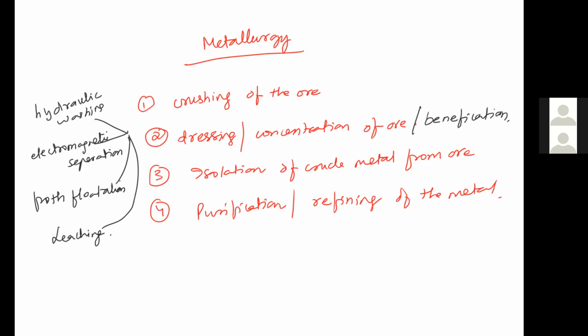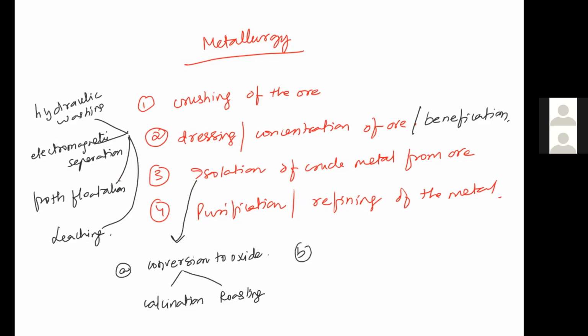In the third one, what we have to do is, we have conversion to oxide, first of all. Under this, you have calcination. I'll give you in detail, don't worry. And this is roasting. Again, this is A. B is what? You first convert the metal into metal oxide. Then again, there is reduction involved. Reduction of metal oxide to the metal.